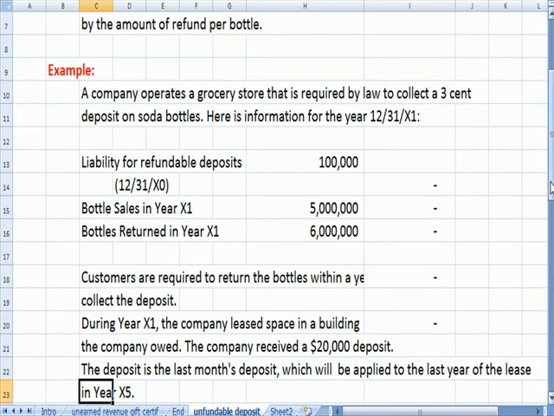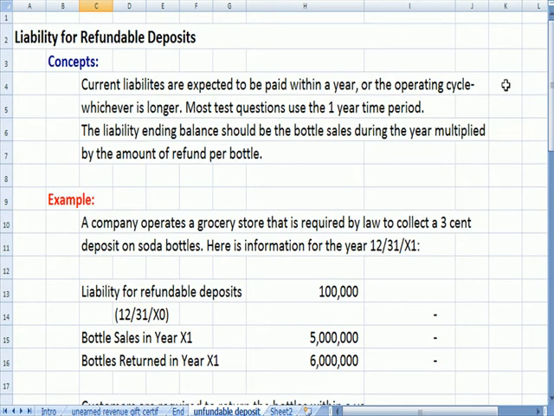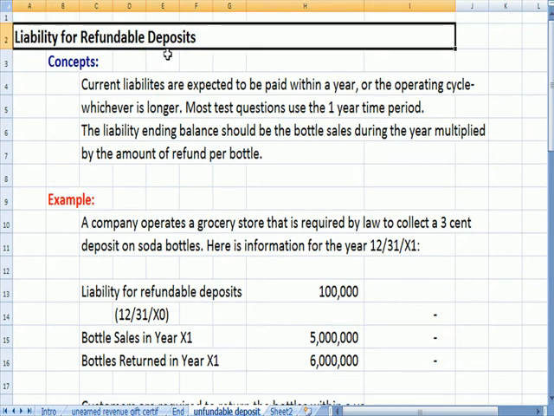This next example is a little bit different. It's about a liability for unrefundable deposits.